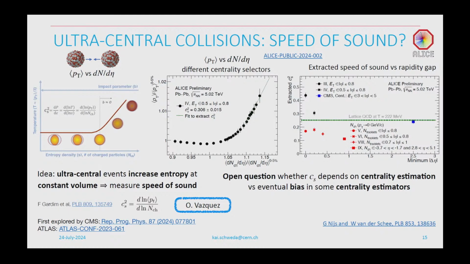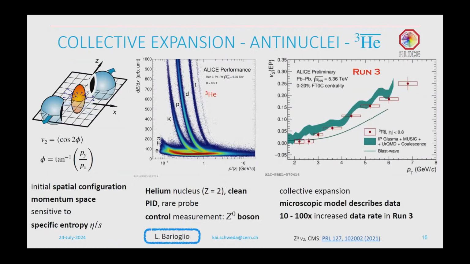So the question is still open whether this extracted speed of sound depends on the collision centrality estimator, or whether there's eventually some not-known bias in the centrality estimators or in some of the centrality estimators.